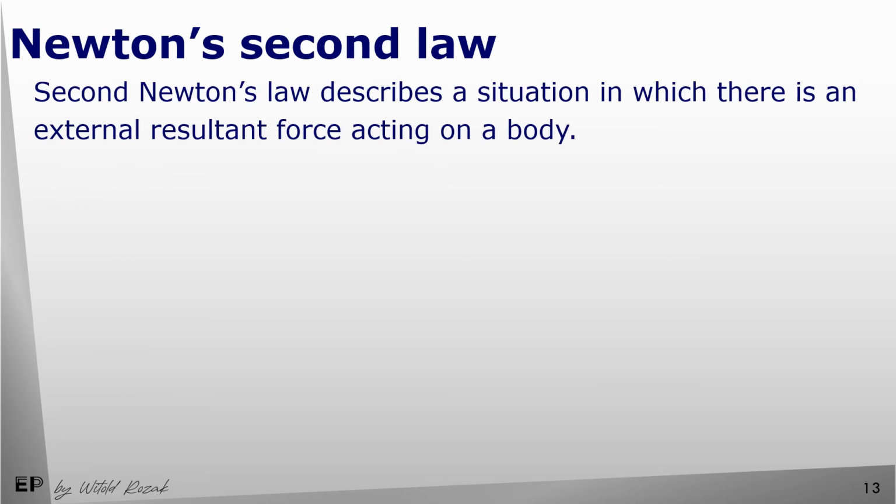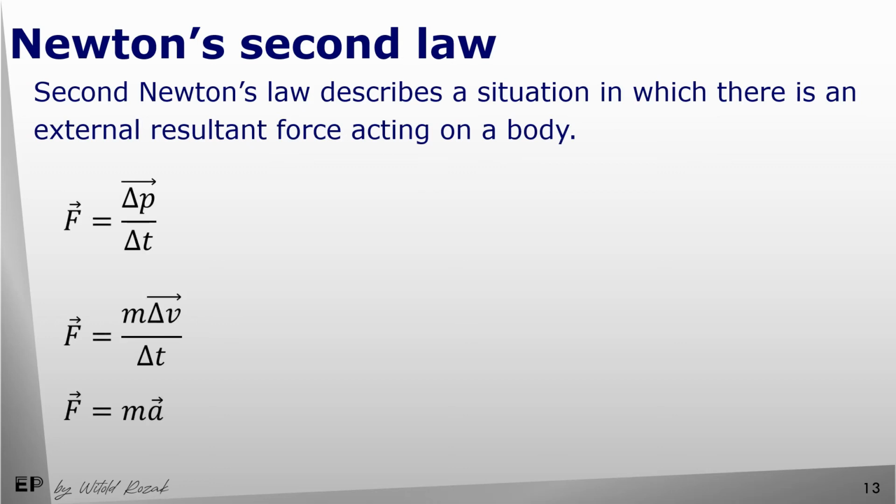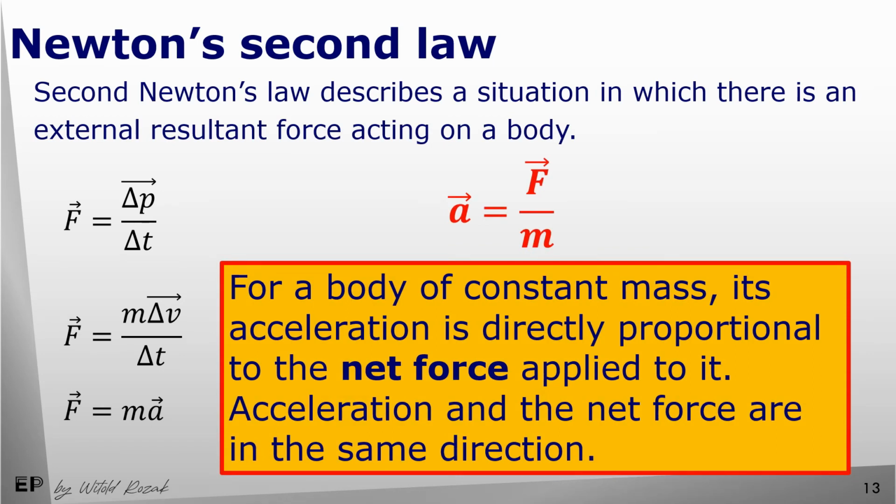Newton's second law describes a situation in which there is an external resultant force acting on a body. Once again, using the definition of force, we can find the relationship between the resultant force, mass, and acceleration. This relationship can be summarized by Newton's second law. For a body of constant mass, its acceleration is directly proportional to the net force applied to it. Acceleration and the net force are in the same direction.